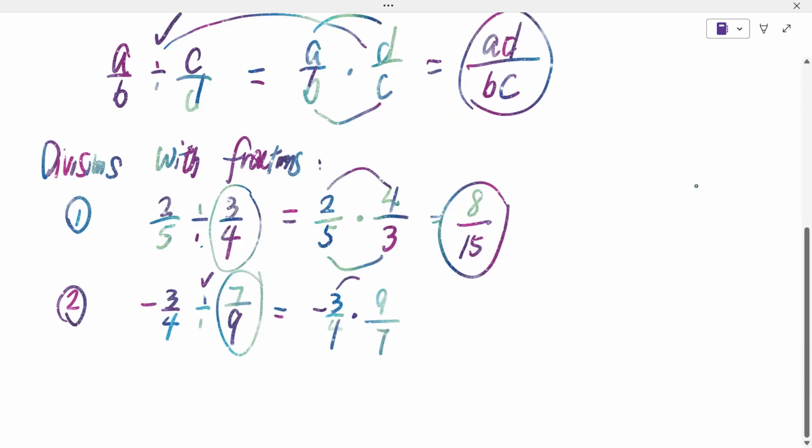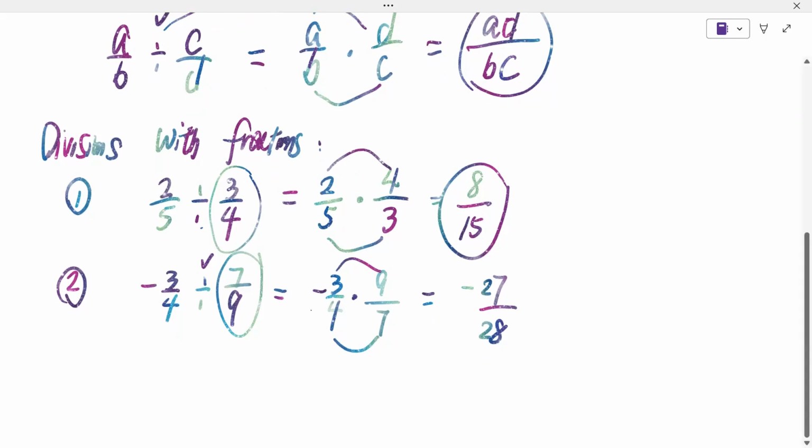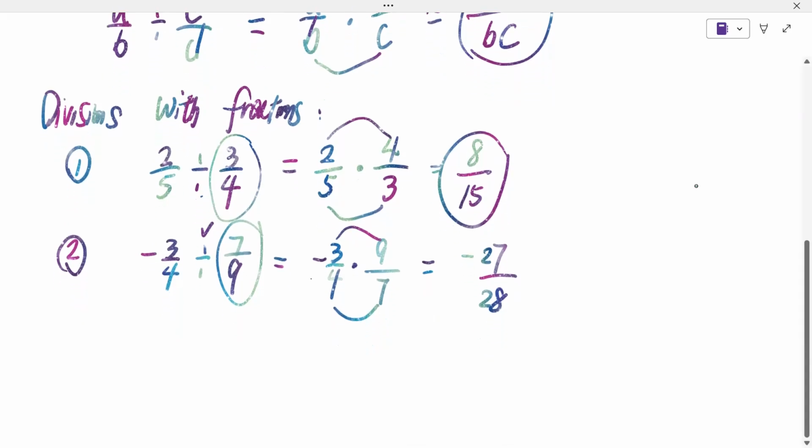So then 3 times 9 is 27, right? So it's minus 27, and then 4 times 8, 28. So we carry over the sign, multiply across in the numerator, multiply across in the denominator. That's how we simplify that.